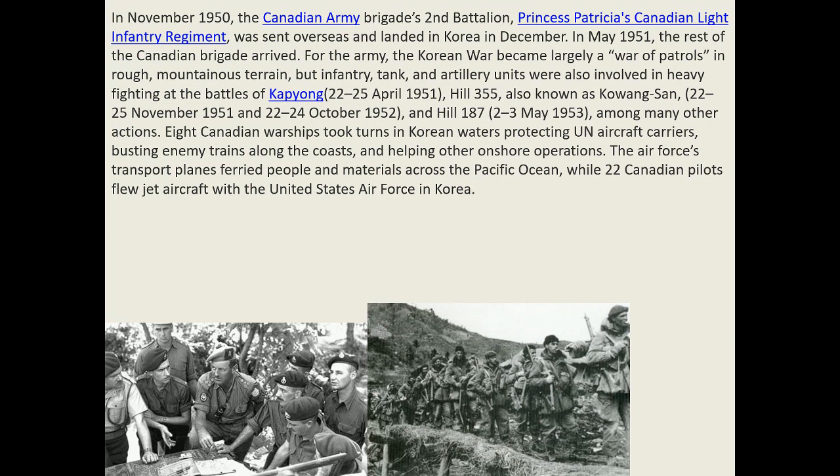The Air Force's transport planes ferried people and materials across the Pacific Ocean, while 22 Canadian pilots flew jet aircraft with the United States Air Force in Korea. Here's some of our troops here.